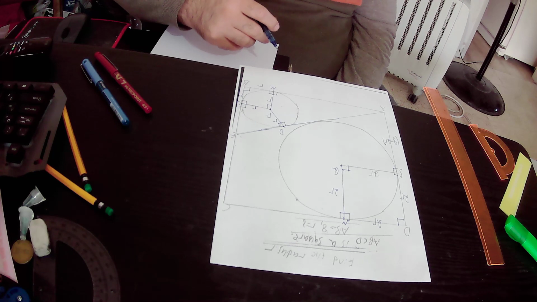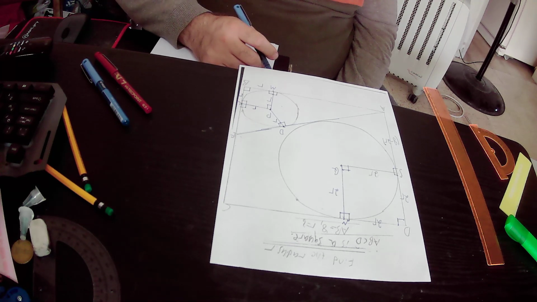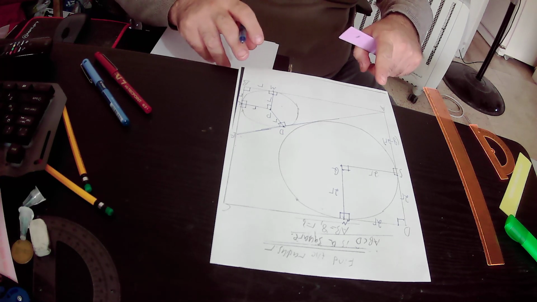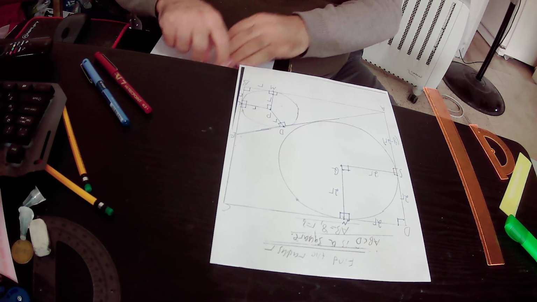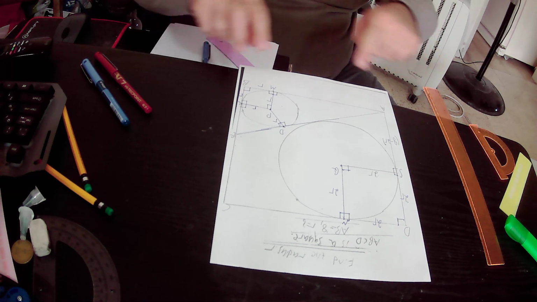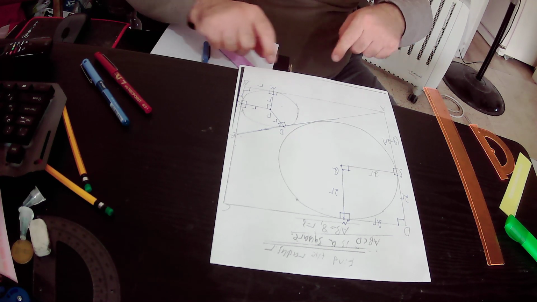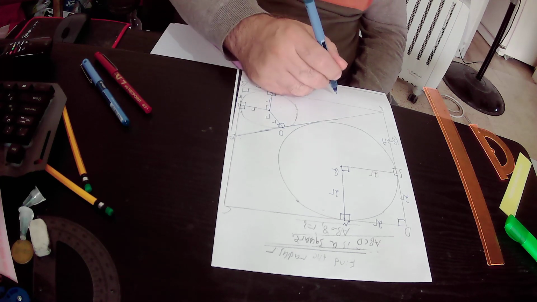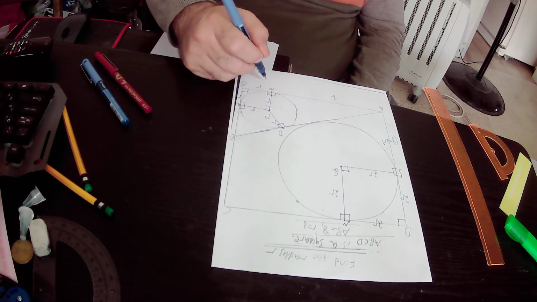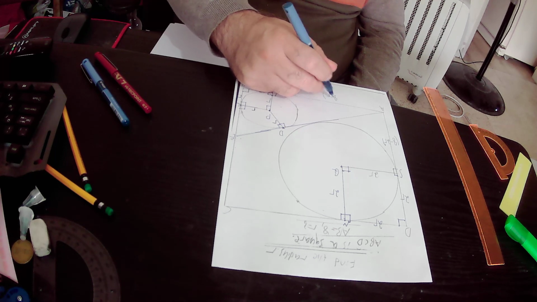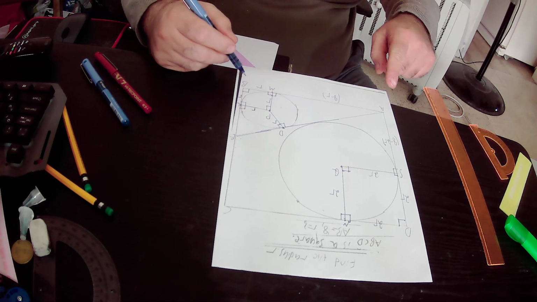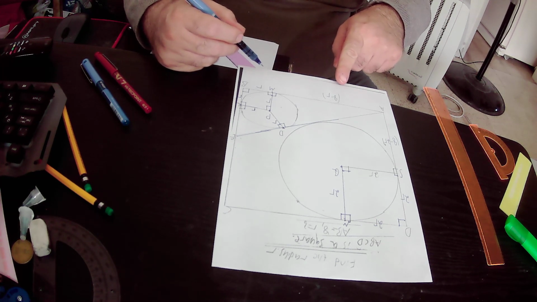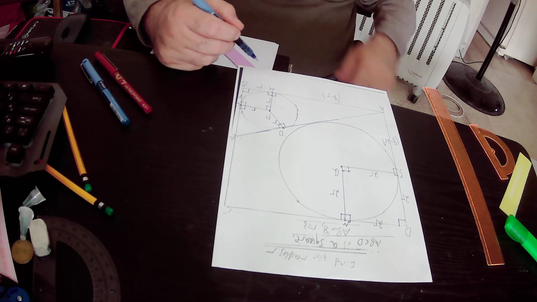And what is the size of AM? The size of AM is actually AB minus MB. AB minus MB equals AM, but AB equals 8 units, and MB equals R. So the size of AM is actually AB, that is 8 units, minus MB, that is R. That is to say AM equals 8 minus R.